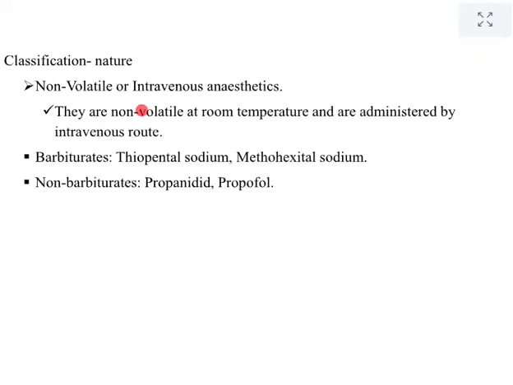Non-volatile ones we also call intravenous, and they are non-volatile at room temperature and administered by intravenous route. As we have done in pharmacology, the intravenous route is the fastest route, because you're putting the drug directly into the blood. If the drug has the proper characteristics of good lipid solubility, because remember these drugs must penetrate the BBB, it has good lipophilicity, it will get into the blood, penetrate the BBB, hit the mind, and almost immediately you will get activity.